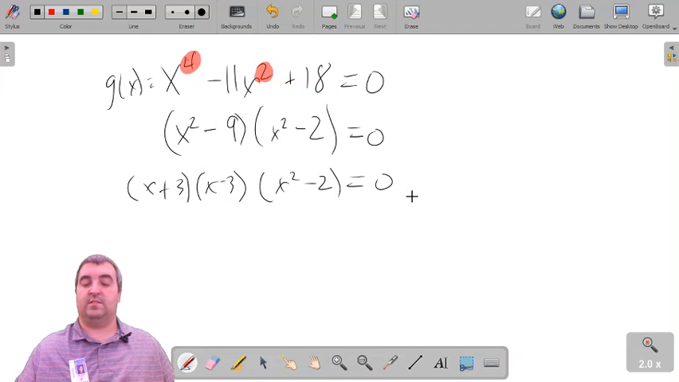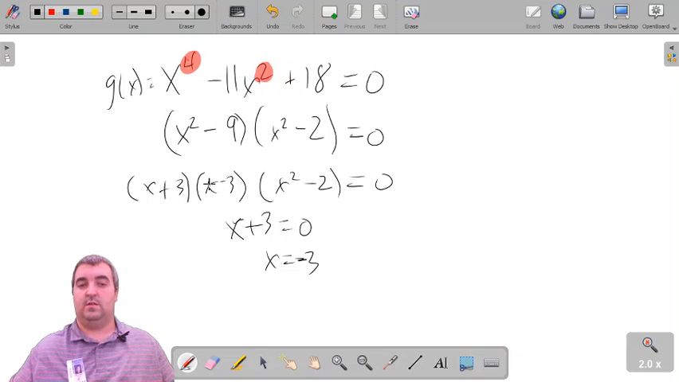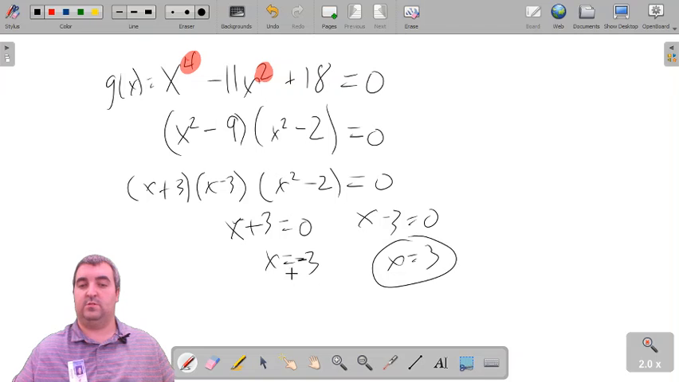So now, because I've factored as much as I can, I'm going to set each factor equal to 0. So x plus 3 equals 0. We get x equals negative 3. So there's one answer. This one, same thing. X minus 3 equals 0. Add 3. So we get x equals positive 3. So there's two answers. Then x squared minus 2 equals 0.